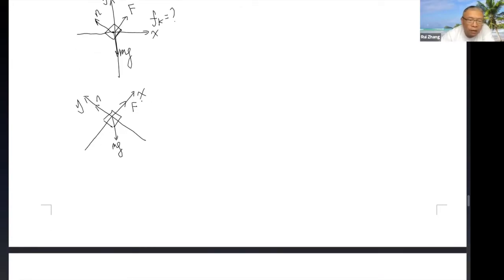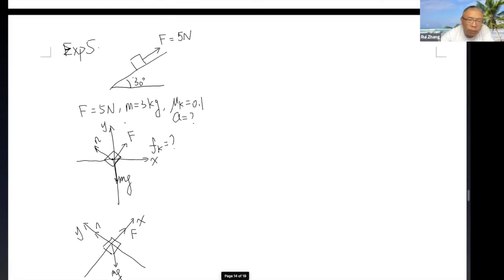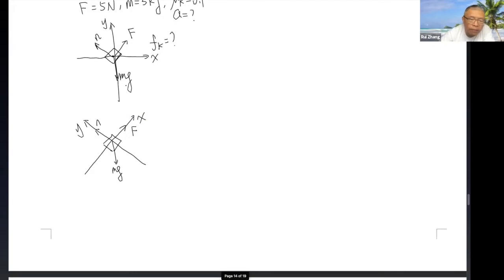Now how do you find the component of mg? You need to know some angle. The angle given in the problem is the 30 degrees, so we need to use that. Let me draw it a little bit separately. If I draw it like this, this is the 30 degree angle. This angle right here is 90 degrees. So this is our mg here, the direction of mg.